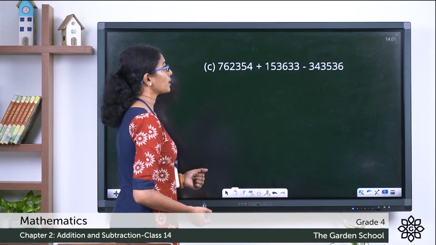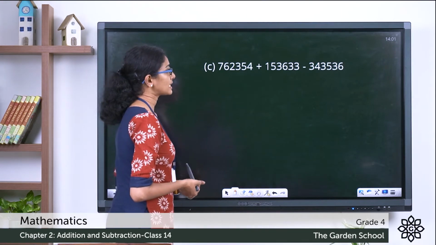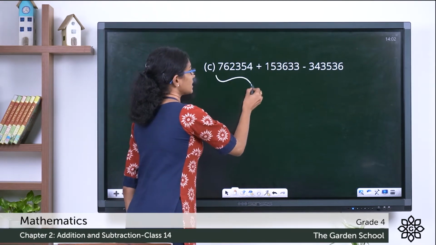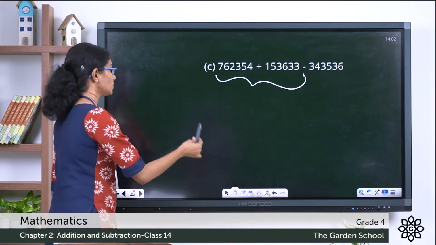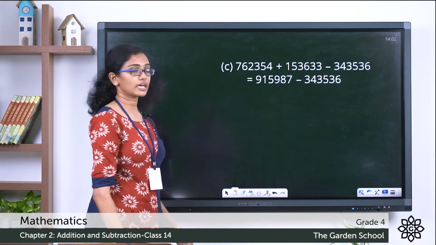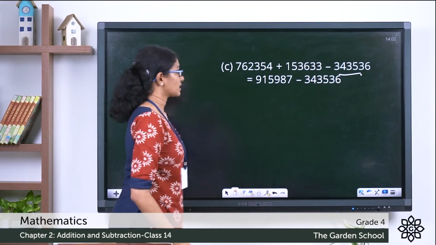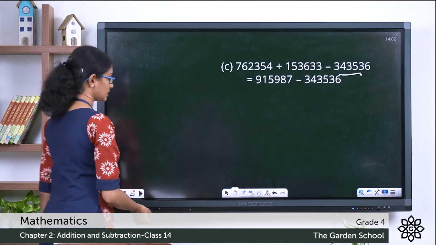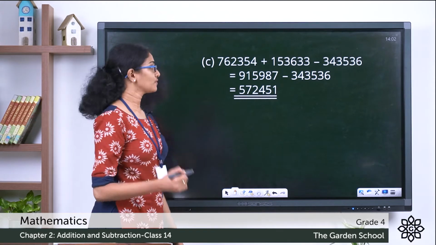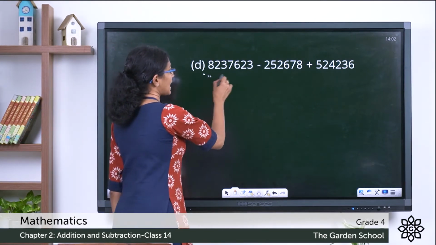7,62,354 plus 1,53,633 minus 3,43,536. We have to do the addition part first. So that addition will give you the sum 9,15,987. Then you subtract the subtrahend here. Now that will give you the difference 5,72,451. Now question D.